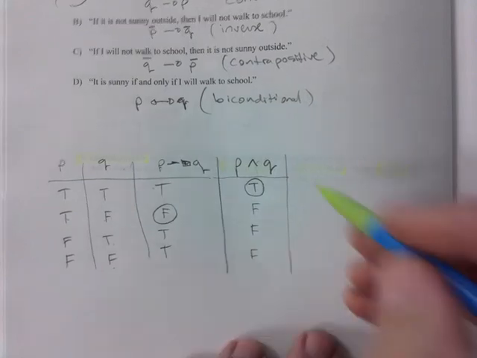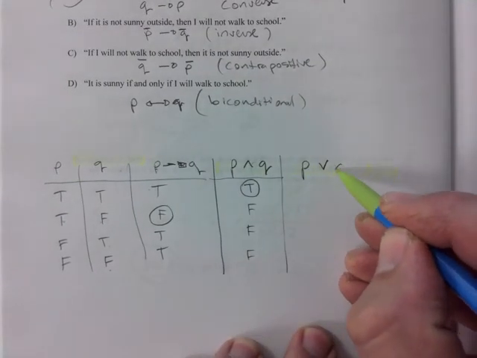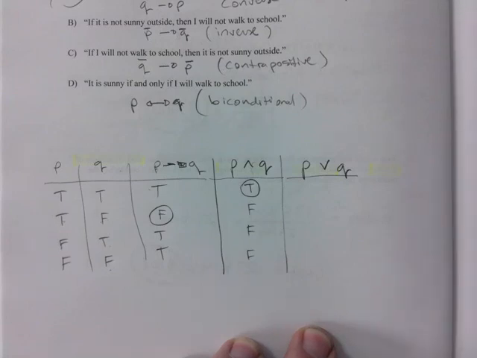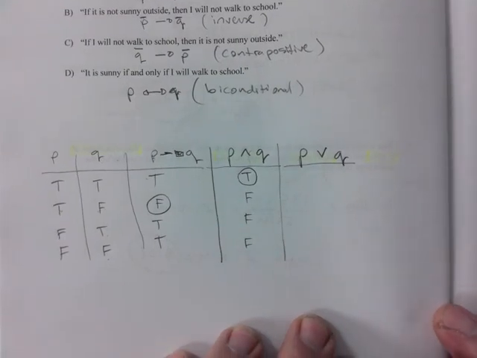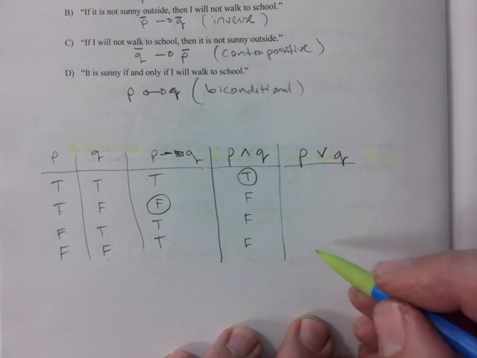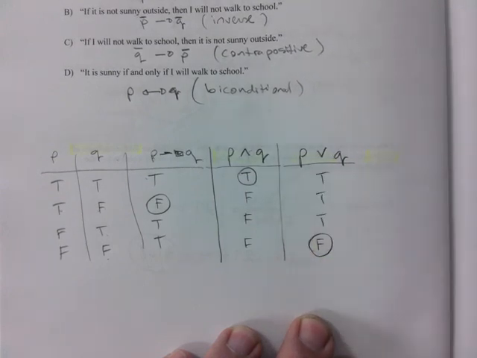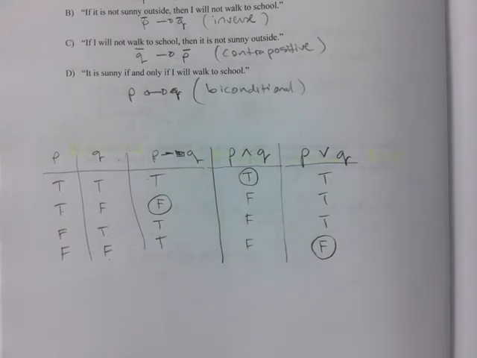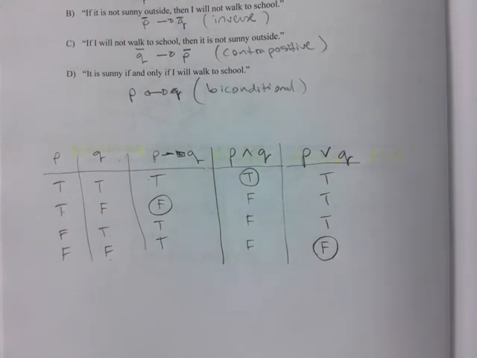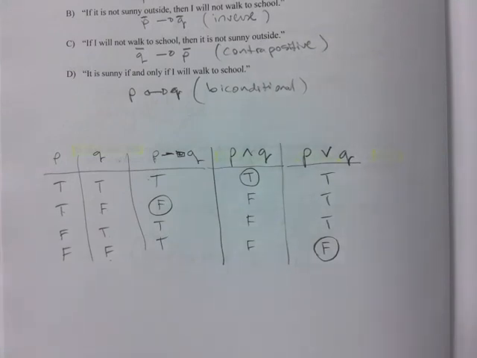Okay. And then there's the P or Q. In that case, what's the unique one when it's or? Both false, right? That's the only time that you're lying, and everything else is true. So this is in a nutshell. If you can remember this, you'll be in pretty good shape.